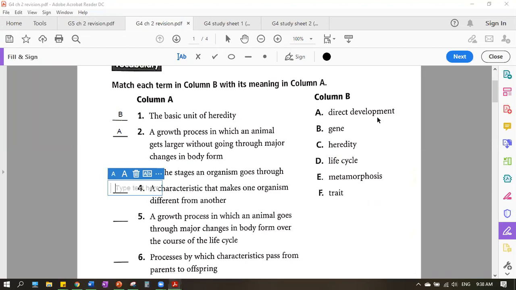A characteristic that makes one organism different from another. What do you think this is going to be? You can guess the answer for gene. We picked gene before. It's the basic unit of heredity.